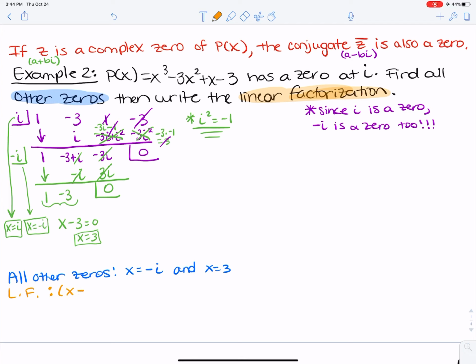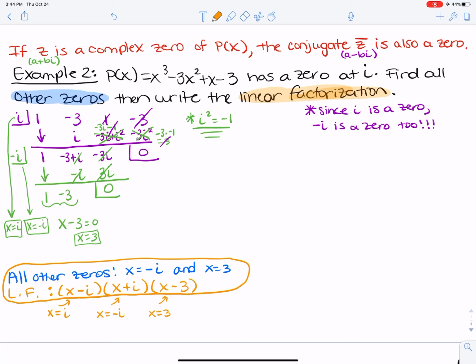x minus i. Where did that come from? Oh, that's because x equals i is still a 0. So we have to incorporate that one. Then x plus i, because x equals negative i is also a 0. And x minus 3, because x equals 3 is also a 0. And this is our final answer. Ta-da! Look at us. Go us.